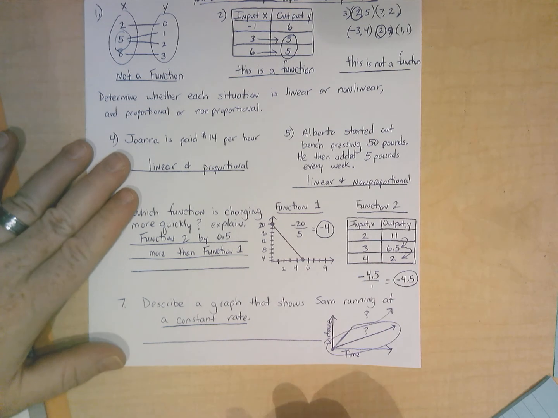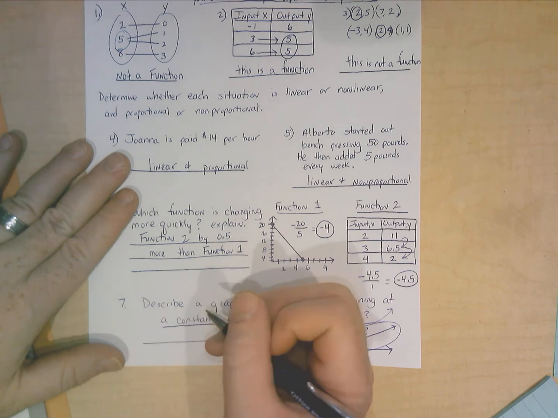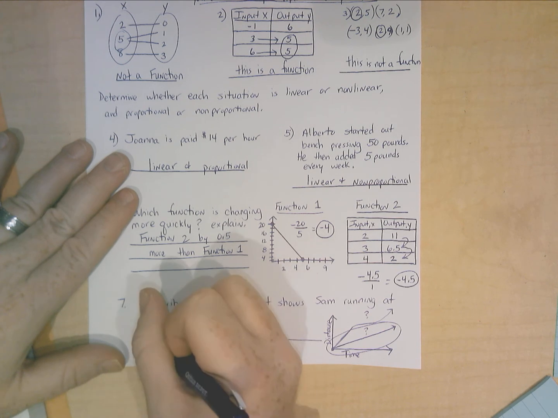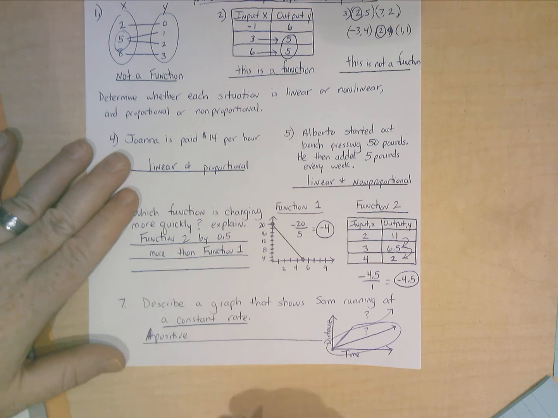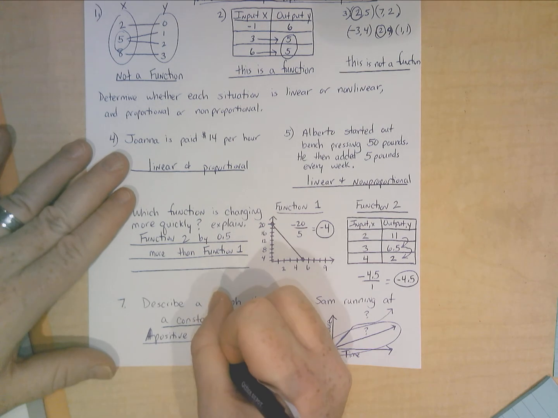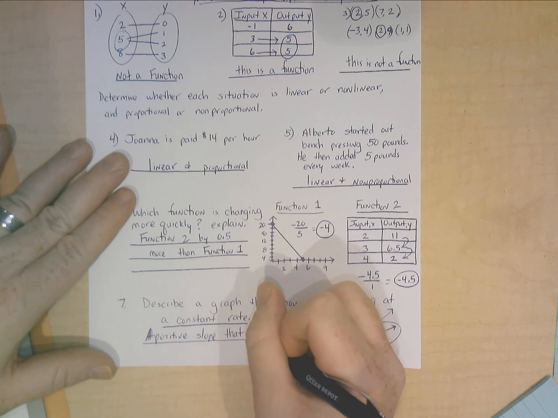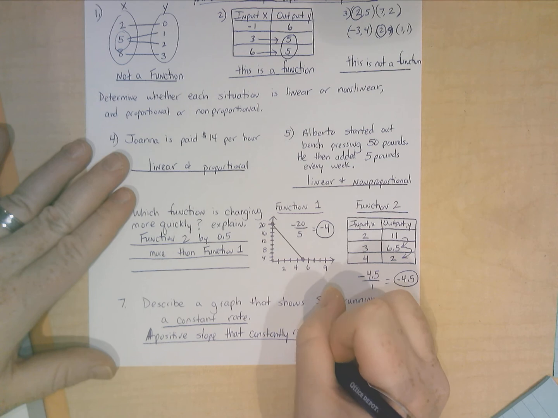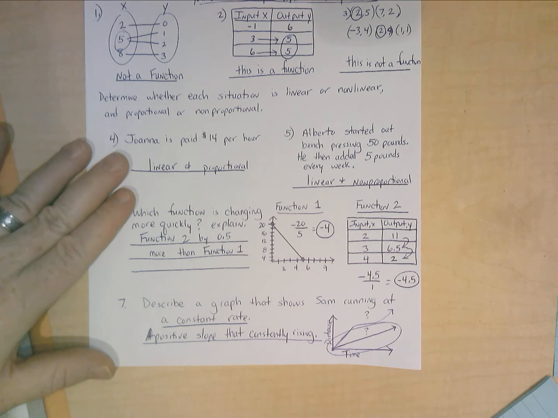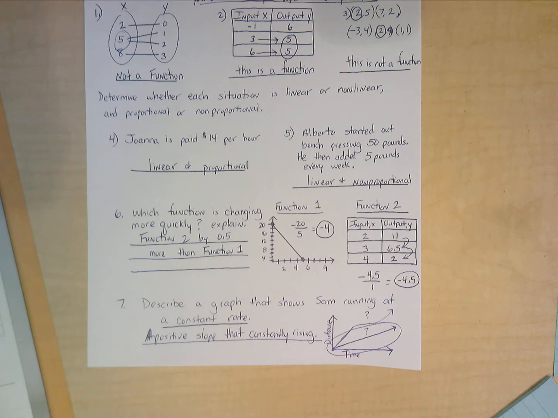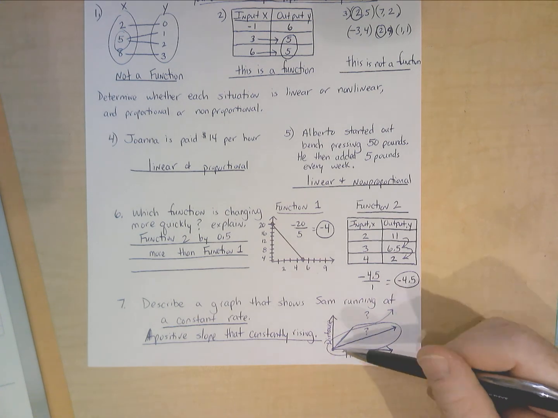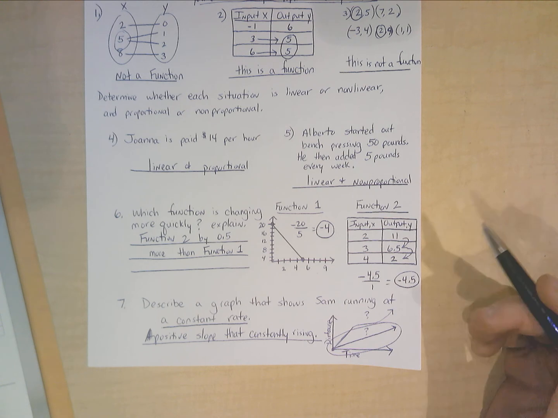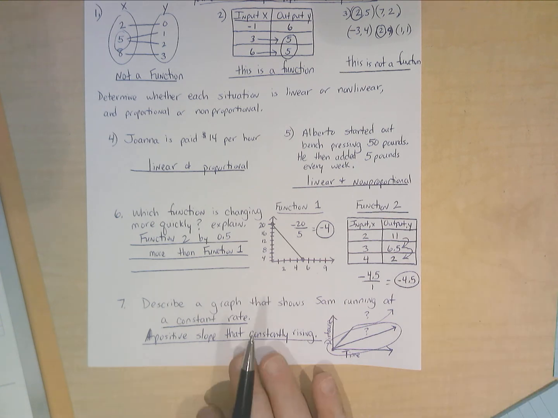So the way you describe that is it's just going to be a line, a positive line, a positive slope. A positive slope that is consistently rising or constantly rising. Something along those lines. That's probably the best way you can describe that because there's no numbers here. It really won't matter what the numbers are. It's always going to be positive because he's running. He's increasing distance over time. Okay? All right, hopefully that helps.